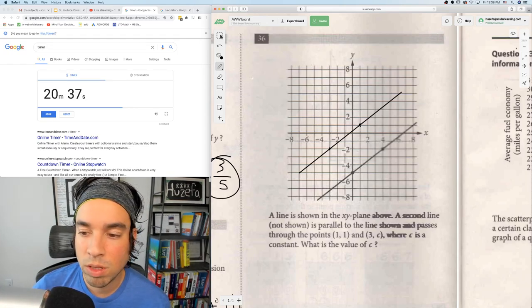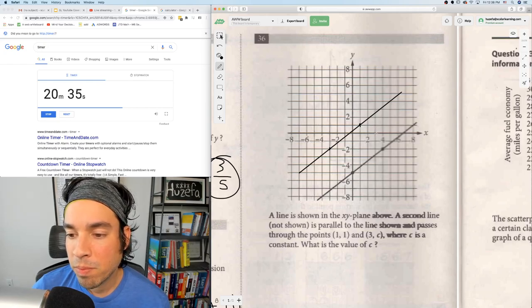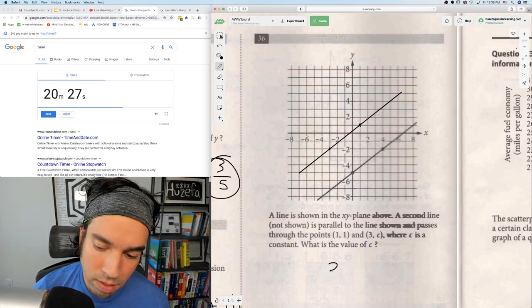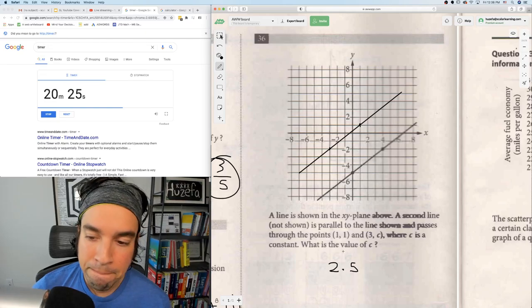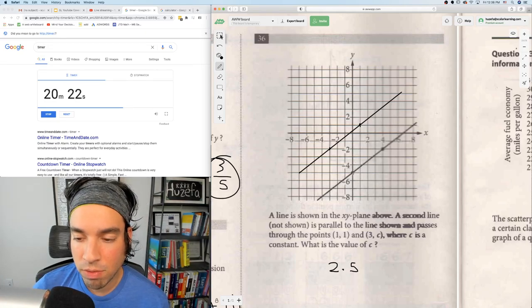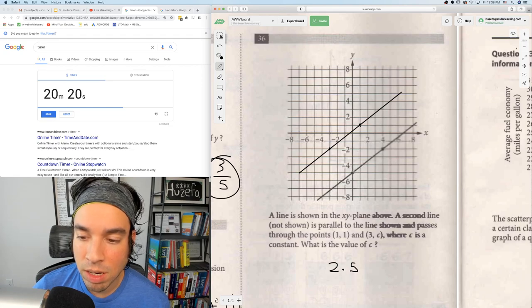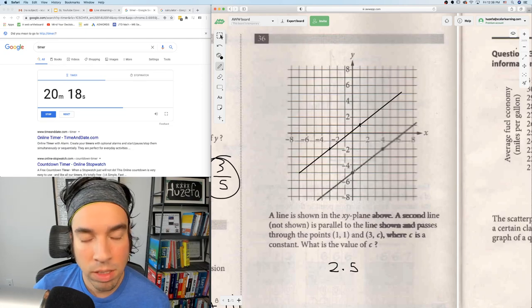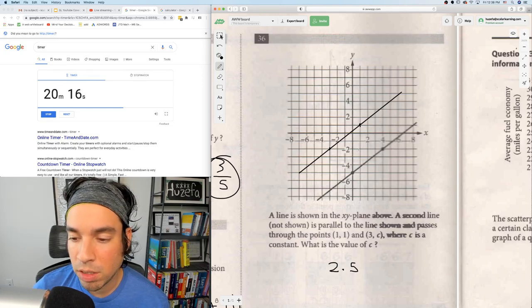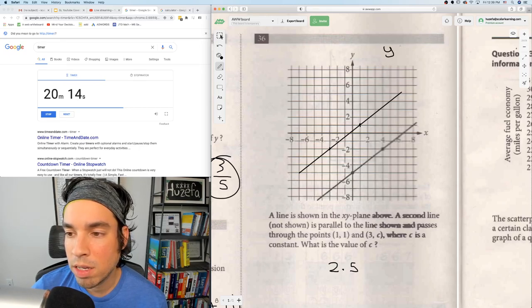This is really easy with the fact that I've drawn it, right? 3, and when you go through 3, it looks like it hits 2.5. I don't like that. But we can verify this algebraically. So parallel means it's going to have the same slope. So as I say negative, it's positive. It's up 3 to the right 4. So it's 3/4. So it's y equals 3/4 x plus b.